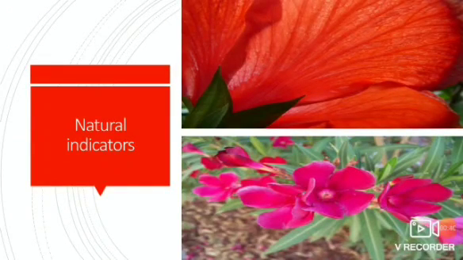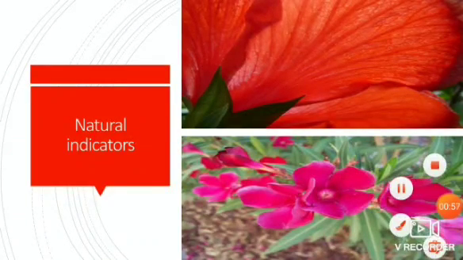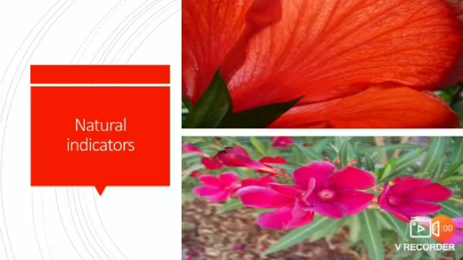They are petals of hibiscus. Here in this picture you are seeing the first picture, that is a hibiscus flower. In that you are seeing the red colored part. This red colored part is called a petal. With this we can make a red colored indicator. Next we have another flower, that is an oleander flower. With the petals of this also we can make these indicators.